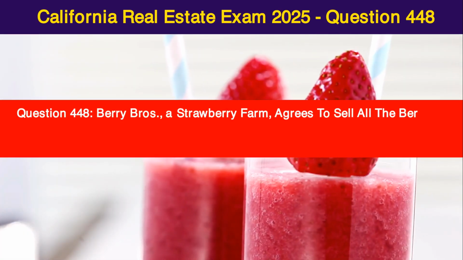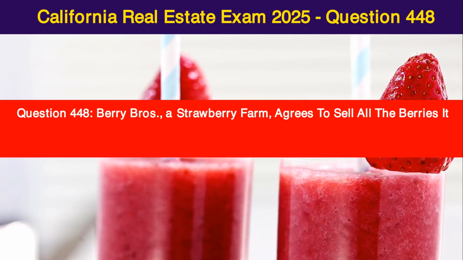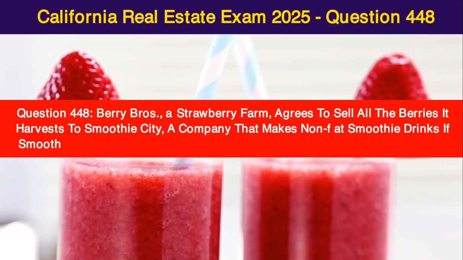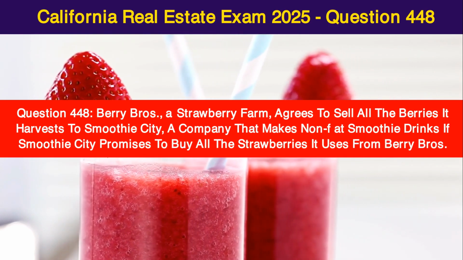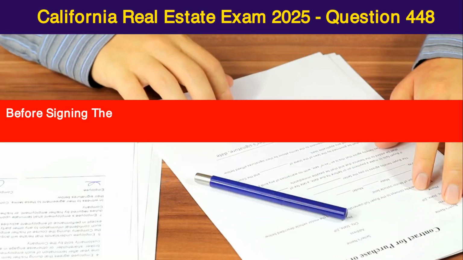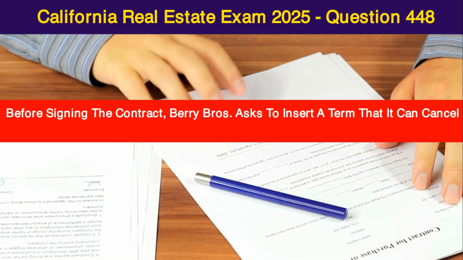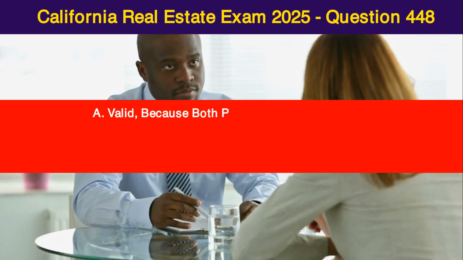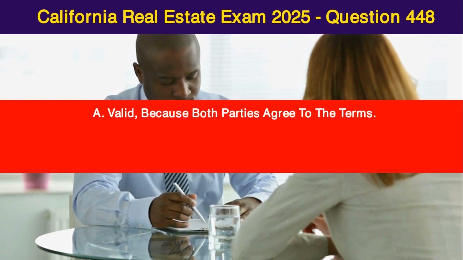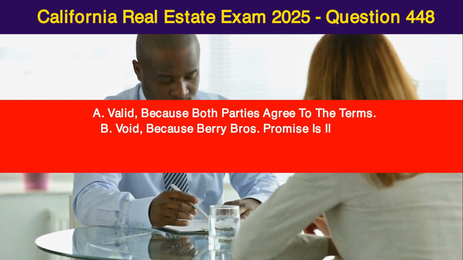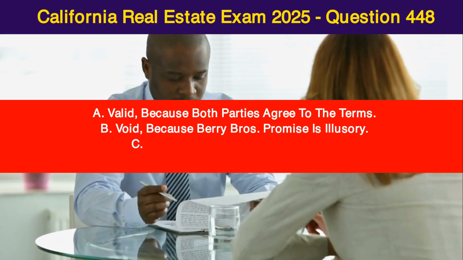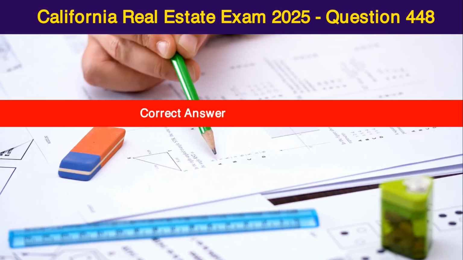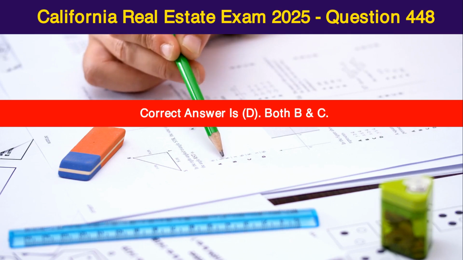Question 448. Berry Bros, a strawberry farm, agrees to sell all the berries it harvests to Smoothie City, a company that makes non-fat smoothie drinks, if Smoothie City promises to buy all the strawberries it uses from Berry Bros before signing the contract. Berry Bros asks to insert a term that it can cancel the agreement at any time without notice. A. Valid, because both parties agree to the terms. B. Void, because Berry Bros' promise is illusory. C. Void, because it violates the UCC. D. Both B and C. Correct answer is D. Both B and C.